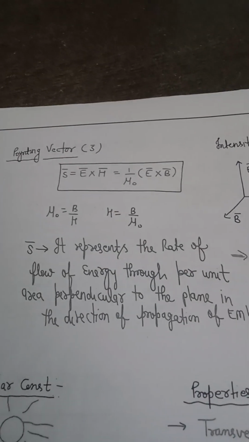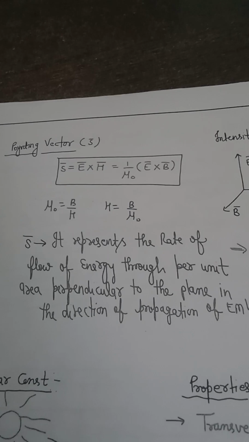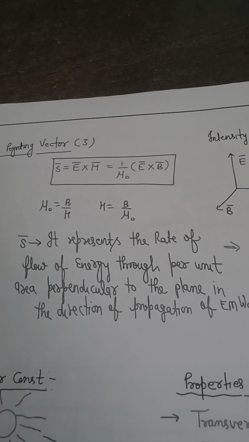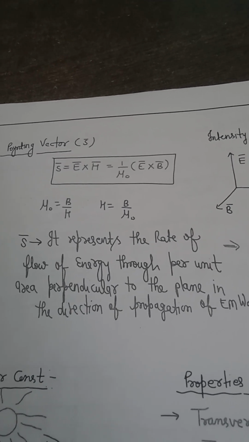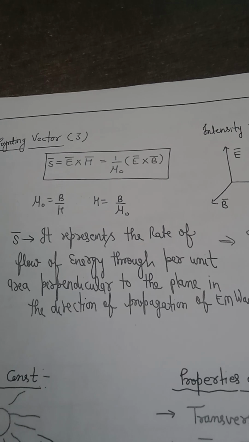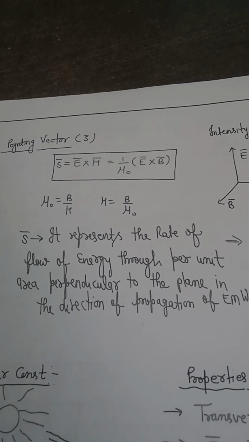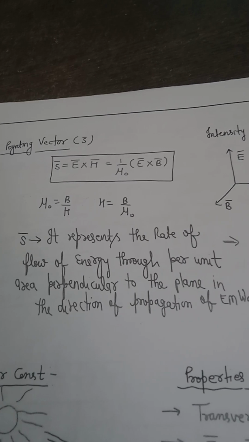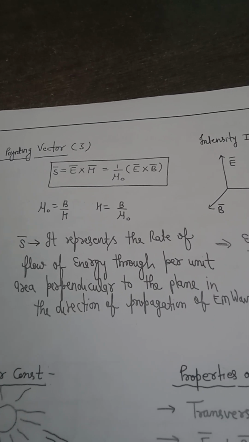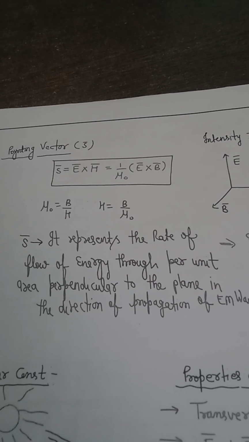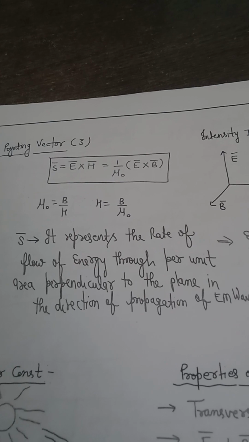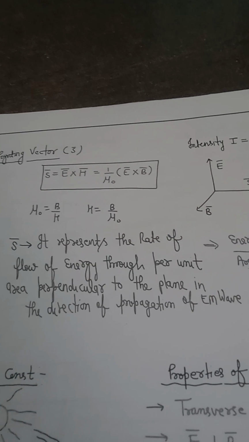This is the Poynting vector: S = E × H = (1/μ₀)(E × B). Here B = μ₀H, so H = B/μ₀. S represents the rate of flow of energy per unit area perpendicular to the plane, in the direction of propagation of the EM wave.